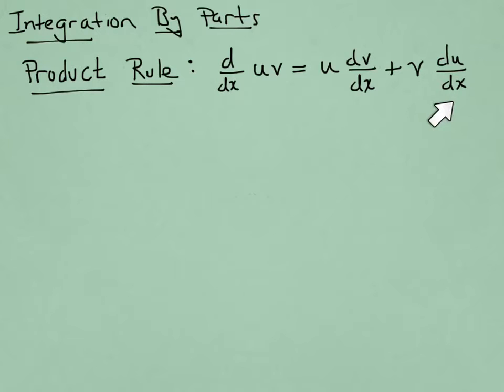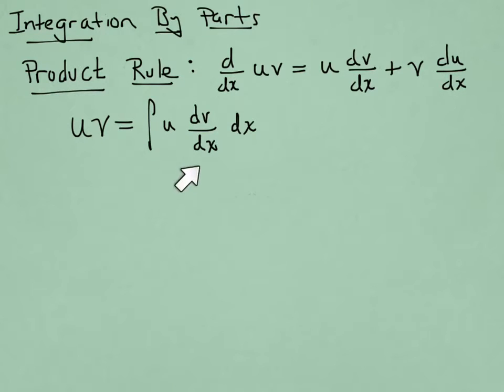To get an integration formula, I'm going to integrate both sides of that equation. On the left side, if I integrate a derivative, I should get back what I started with. In fact, derivatives and integrals are, in a sense, inverse operations of one another. So on the left side, if I integrate d dx of u times v, I should get u times v back. On the right side, when I integrate these two terms, I will just have two integrals. I'm going to integrate u dv dx with respect to x, and then add the integral of the second term.